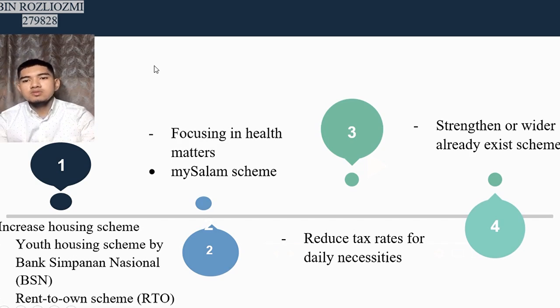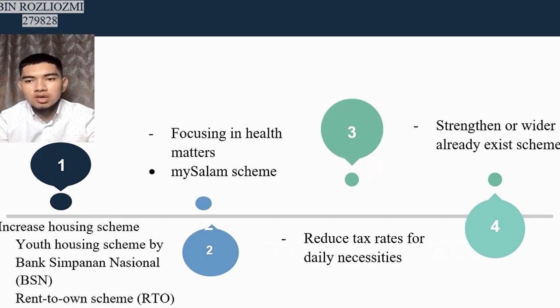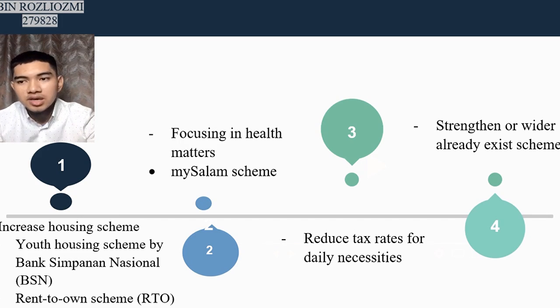The recommendations to overcome the issues are that the government should increase housing schemes such as the Youth Housing Scheme by Bank Simpanan Nasional (BSN) and the Rent to Own (RTO) scheme to help low and middle income groups afford owning a house. Next, strengthening the My Salam scheme that helps the poor get 36 types of treatment, including cancer treatments, heart attack treatments, and Alzheimer treatments.